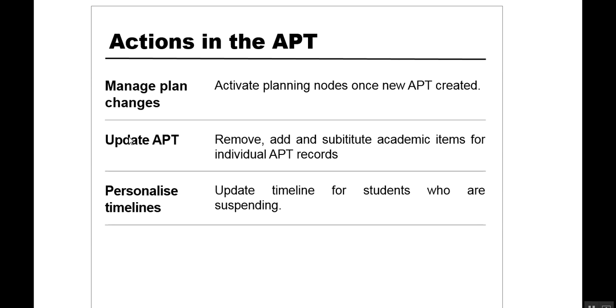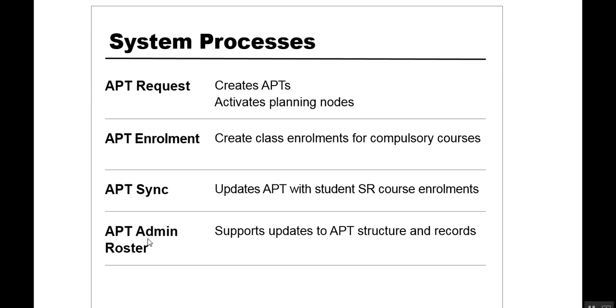You may need to update the APT, as there are some manual entries that you can do in the APT. So you could be adding or substituting academic items, generally course records. And you can personalize the timeline. If a student's suspended for a year, say, then you need to move their timeline on. So if before they suspended they had stage 2 down against the 2017-18 academic year, then you need to go in and change that so that stage 2 is now under the 2018-19 academic year, if that makes sense. So there are not a lot of actions in there, but one or two that you'll need to be familiar with.